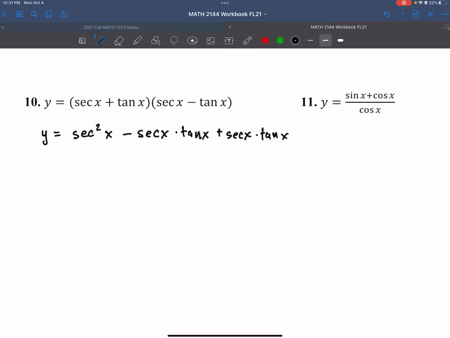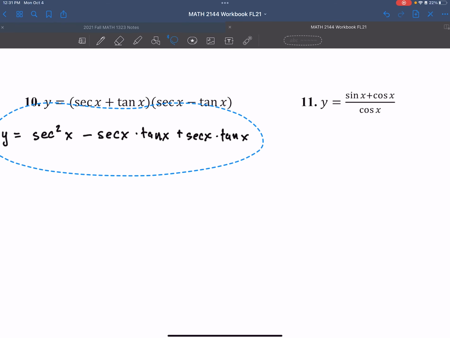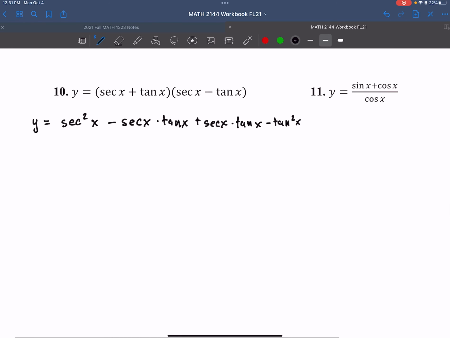Ooh, this is a long one. Let me slide that over. And then we finally have minus tangent squared of x. So there's a lot of terms right there. If you notice this as a difference of squares, that would be helpful because then you would just recognize that those would cancel immediately. So what we end up with is y, not y prime. This is still the original function. We haven't taken the derivative. Is secant squared of x minus tangent squared of x.